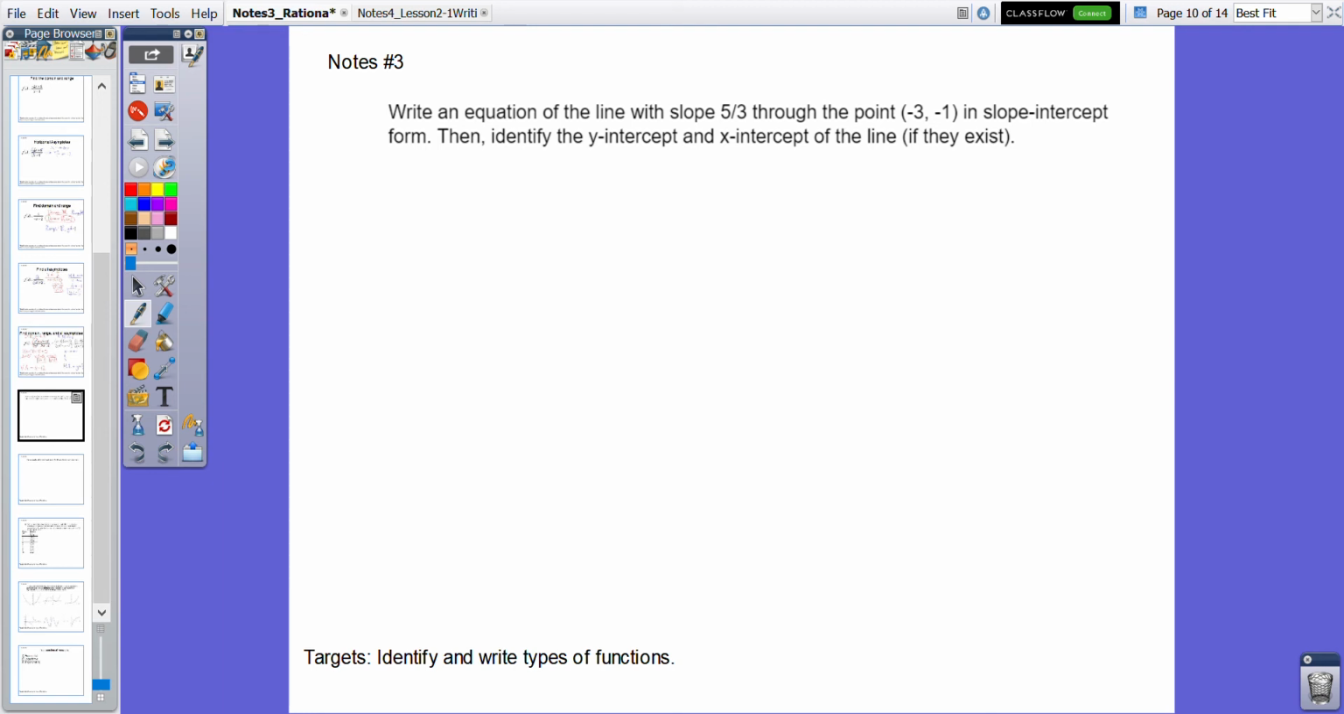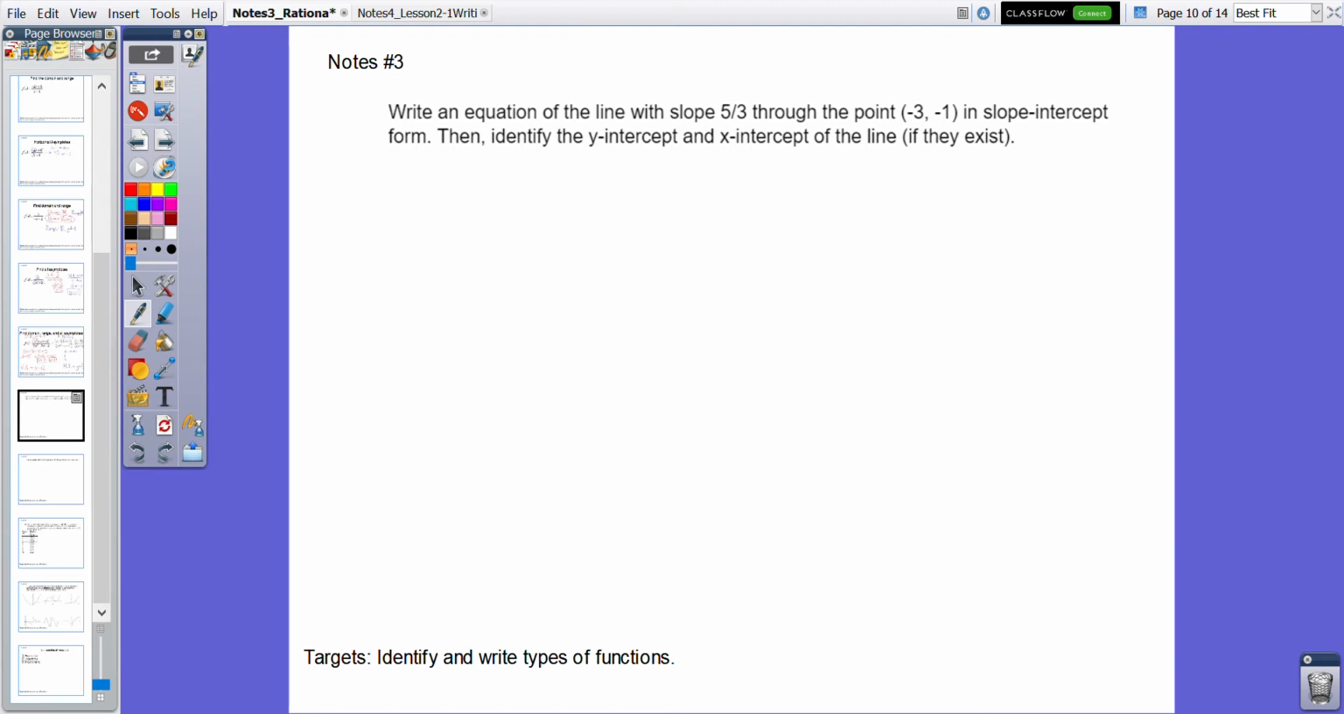Good morning, AP Calculus. Today, in this video, we're going to look at how to express the equation of a line given certain properties. The first problem we're looking at is right here on the screen. Write an equation of the line with the slope of 5/3 through the point -3, -1 in slope-intercept form. Then identify the y-intercept and x-intercept of the line if they exist.